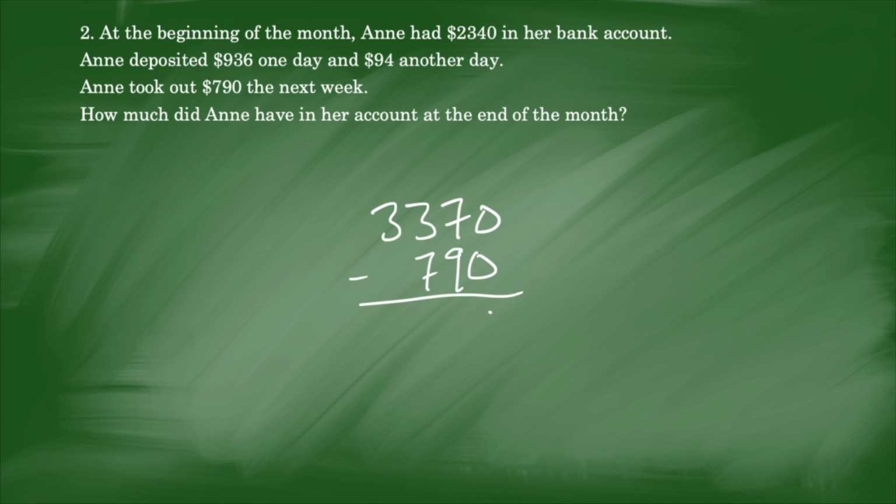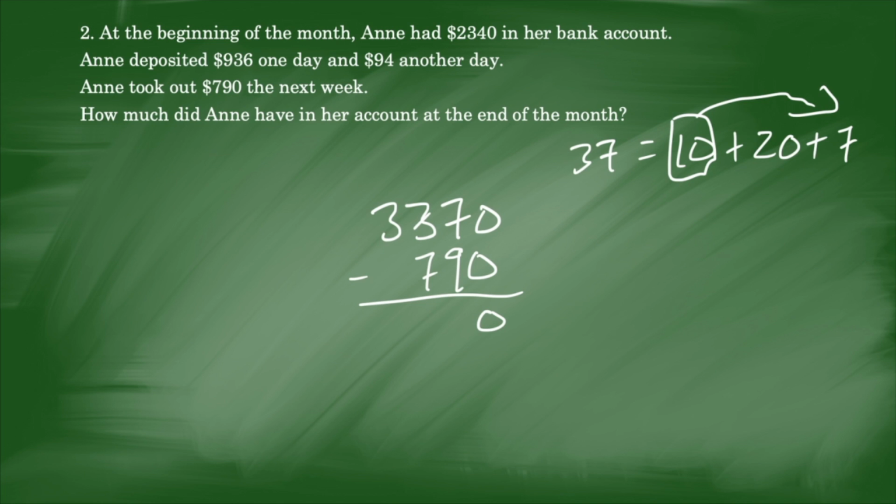Zero minus 0, 0. 7 minus 9, not possible. So borrow, since this is actually 37, let's borrow a 10. 10 plus 20 plus 7. Give this 10 to that 7. So this becomes a 2, and this becomes 17. So now we have instead 17 minus 9, which would give us 8.